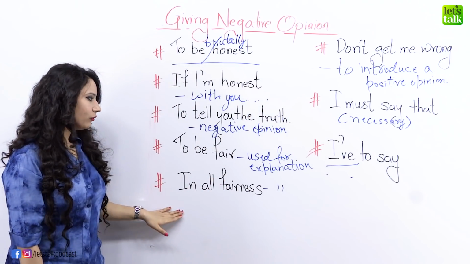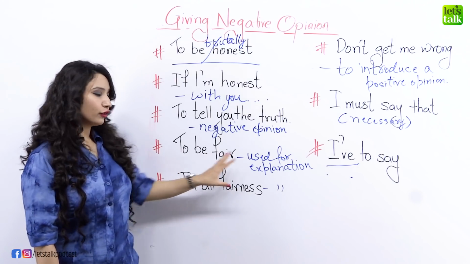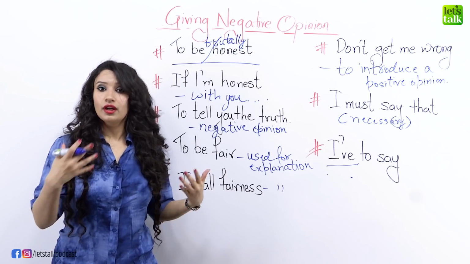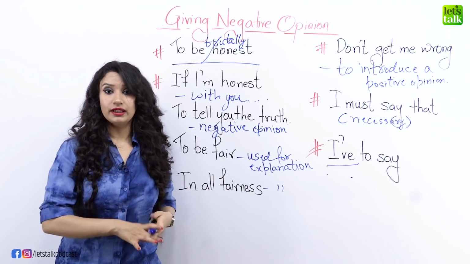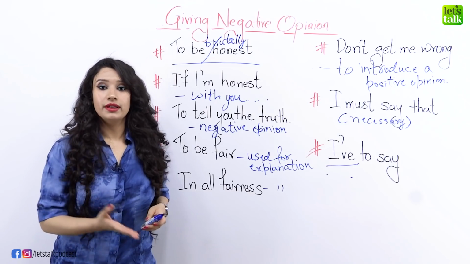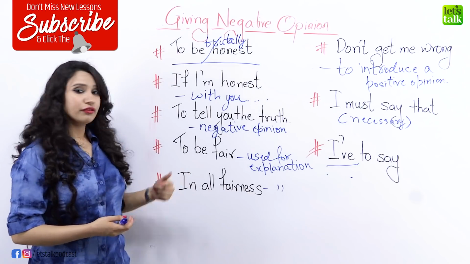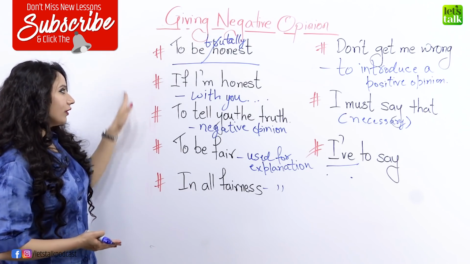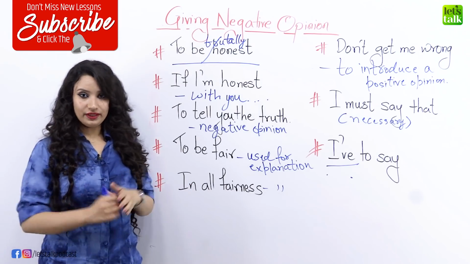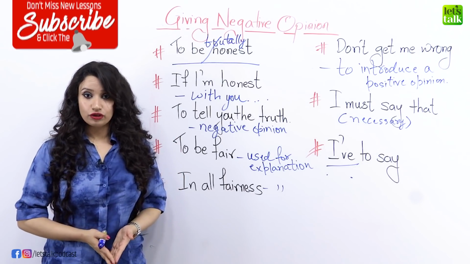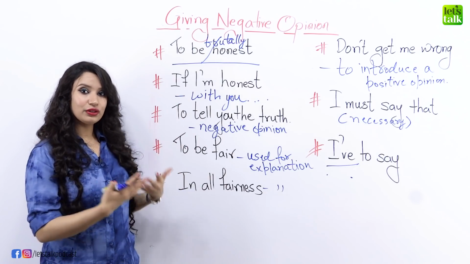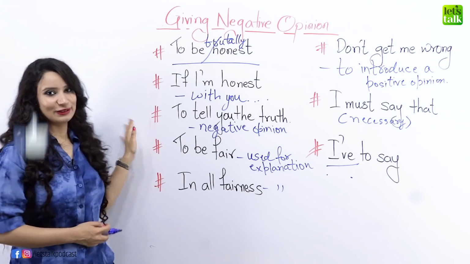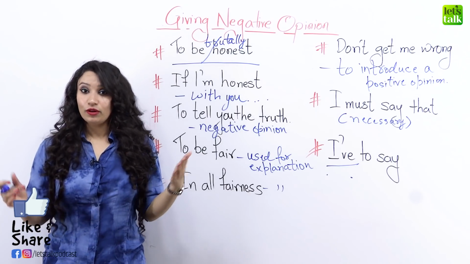Now these two, "in all fairness" and "to be fair," are used for giving an explanation about why you think you're giving the negative comment. So like I said, I gave you an example that this is not the best talk I've ever given. To be fair, I didn't have enough time to prepare. So here you're giving an explanation. And all these three are very simple ways which you can use in your everyday conversations, where you can generally give a negative comment starting with, to be honest, or if I'm honest with you, or to tell you the truth. Okay, now honesty is the best policy.